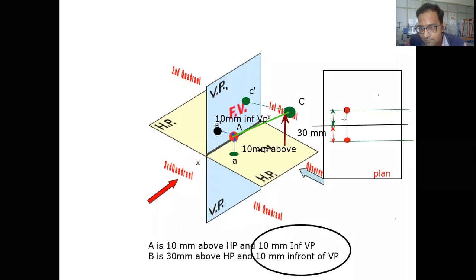Look, what I want to say: where am I going to find C dash? C dash मुझे कहाँ पे मिलने वाला है? I have already written that C is 30 mm above HP. ठीक है? तो यहाँ पे जो लाइन है वो 10 mm पे है, I have already drafted the line over here at 10 mm. ठीक है, वैसे ही नीचे भी 10 mm का एक लाइन है.